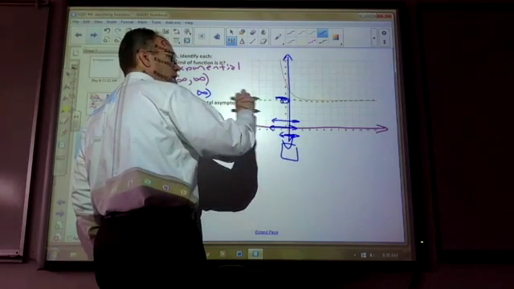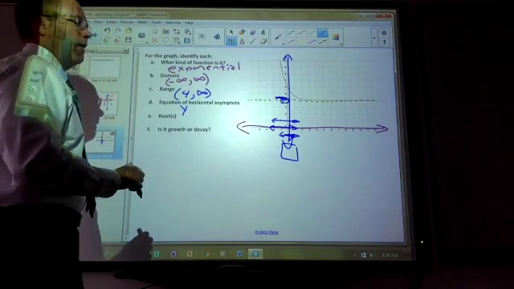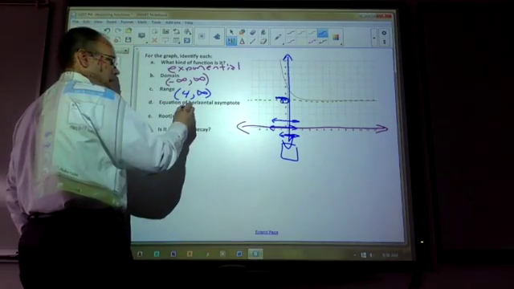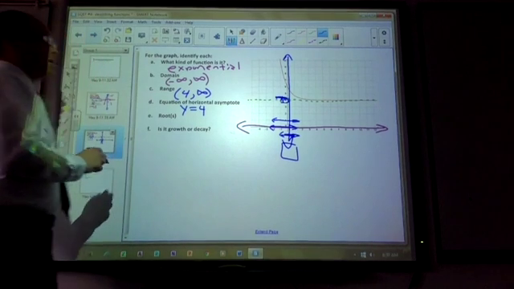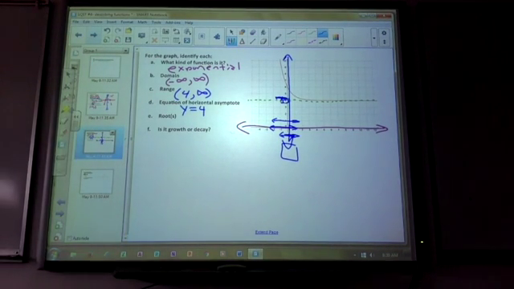I want to know what the equation of my horizontal asymptote is. That's that green dotted line. What number? Yeah, y equals 4. So that's the line that we will never cross over. We're going to get really close to it, but we're not going to get there.